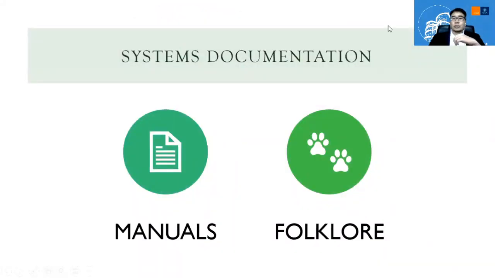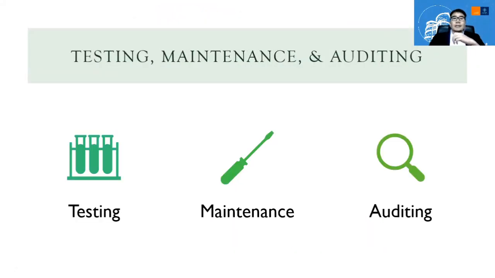The next quality assurance activities are testing, maintenance, and auditing. Testing, as we have learned previously, can be done in the design process, involving both developers and the users of the information systems that we design. And it also can be done after the design is finished and ready to be implemented, however, before implementation.